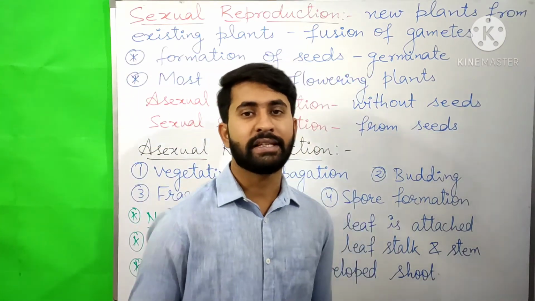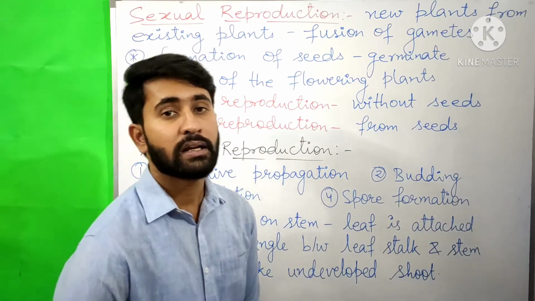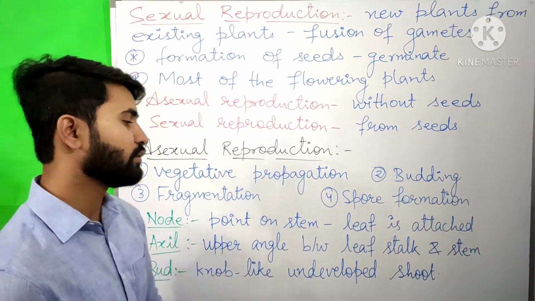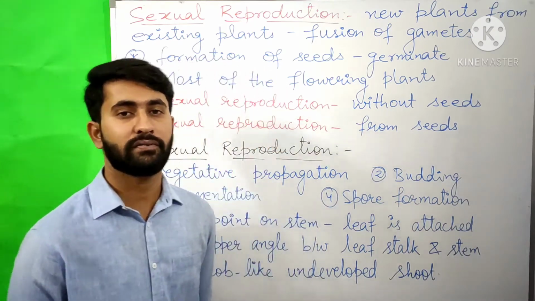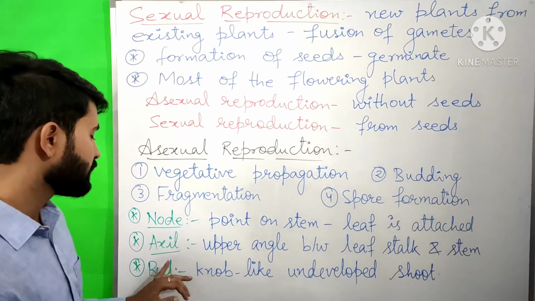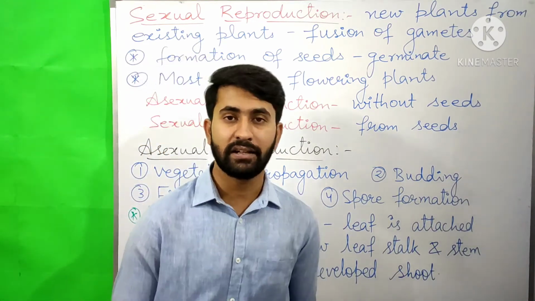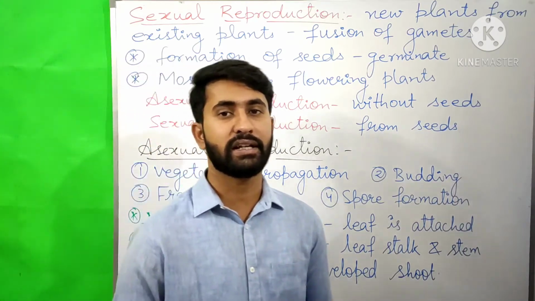You might have seen flower buds. Now buds are also present in the axil, meaning they are present between the leaf stalk and the stem. The buds that are present in the axil of a plant are known as axillary buds, or we can say vegetative buds.